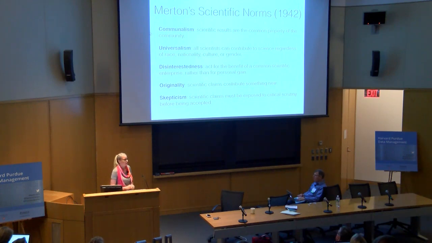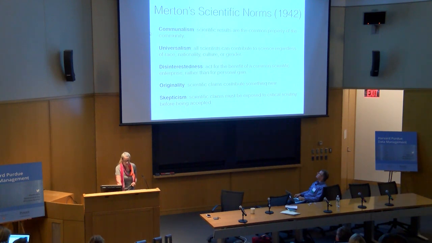Now, these are not without controversy in themselves, and there is no definitive set of the scientific norms. However, I put them out there because they capture some of the flavor for most of the research. He mentioned a few. He said communalism, which I think he actually called communism in the olden days, but it didn't last. Communalism: scientific results are the common property of the community. I think that's a fairly widespread norm, even if it's not always practiced. Universalism: all scientists can contribute to science regardless of race, nationality, culture, or gender. We're about results. We're not about interpersonal status, for example. At least these are the theoretical norms. Disinterestedness: we act for the benefit of a common scientific enterprise rather than for our own personal gain. Originality: scientific claims contribute something new.